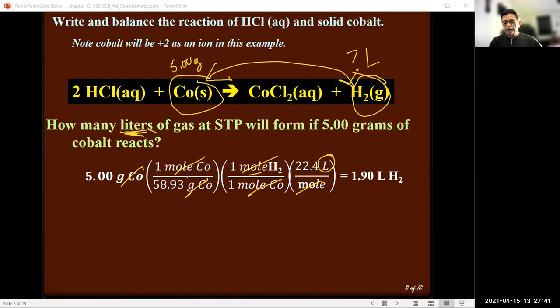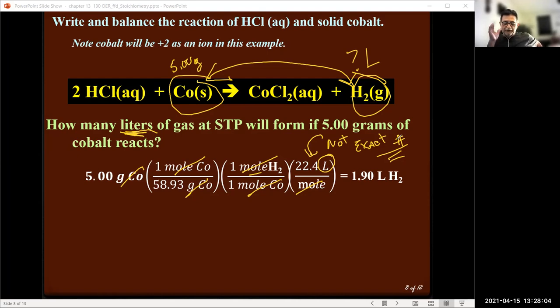You should come up with 1.90 liters. Now, keep in mind that the conversion factor, the 22.4, is a not exact number. That's the symbol for pound number, it's not hashtag.